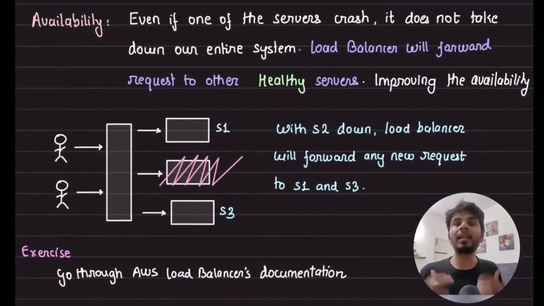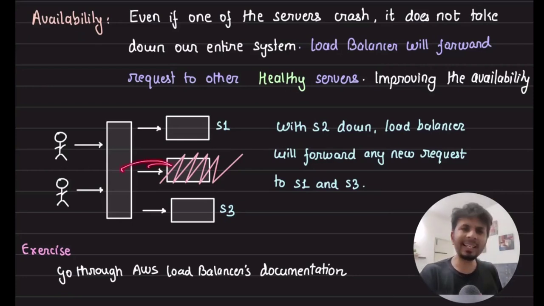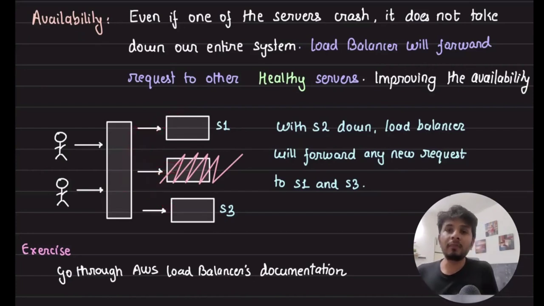Second is availability. Because the load balancer is abstracting out the distributedness of your system, if one of the servers goes down, the load balancer would just stop sending requests to that server. It would continue to send requests to other servers that are available, which means that even if one of the API servers crashes, there is no problem. There is no major outage. The load balancer would seamlessly forward the request to the servers that are healthy. And that's the best part of it.